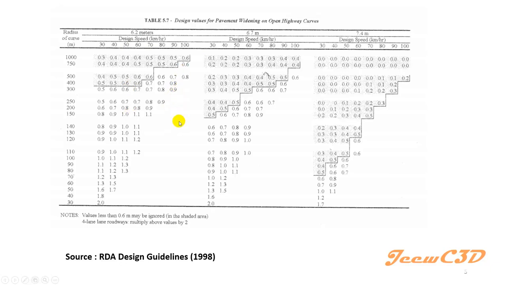For example, if your radius is 140 and your design speed is 30 and your lane width is 3.1 meter, you will have a 0.8 meter widening width. So that is how to get the widening values. If you have lane widths in between these values, you can use interpolation.